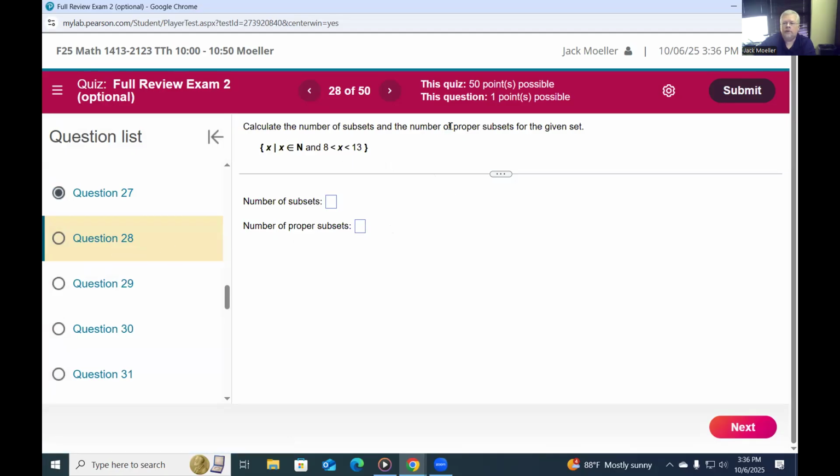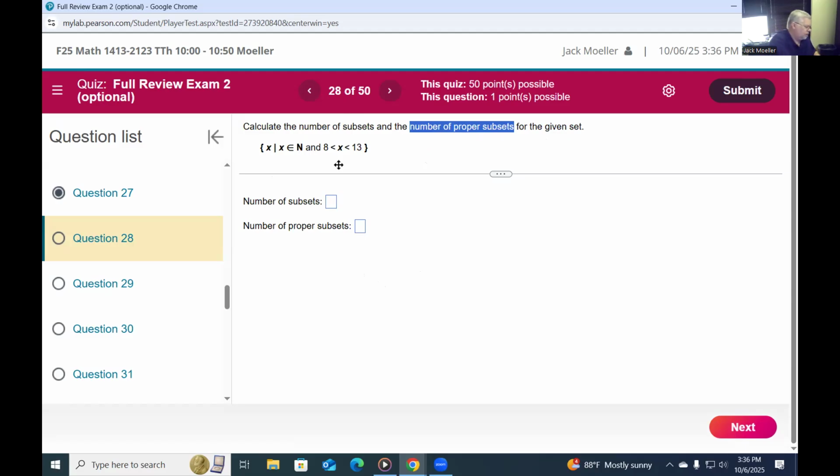Calculate the number of subsets and number of proper subsets. And so this is one of the few formulas that you had. So you might want to make sure that's on your formula sheet. The number of subsets is 2 to the n. The number of proper subsets is 2 to the n minus 1, because they can't be equal. So we have to take that one set away that's equal.